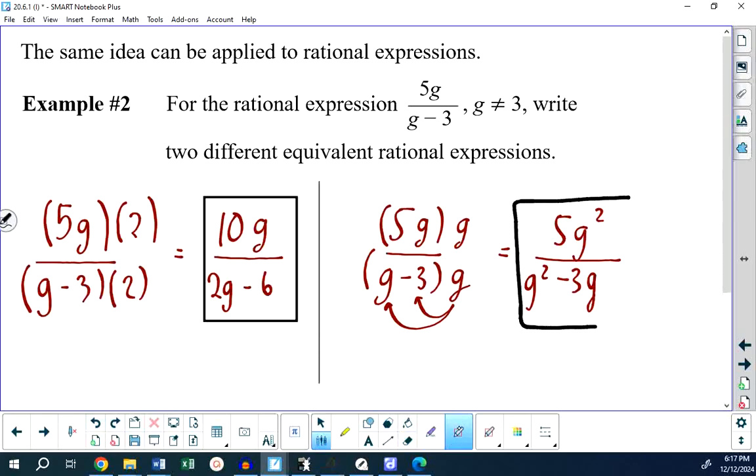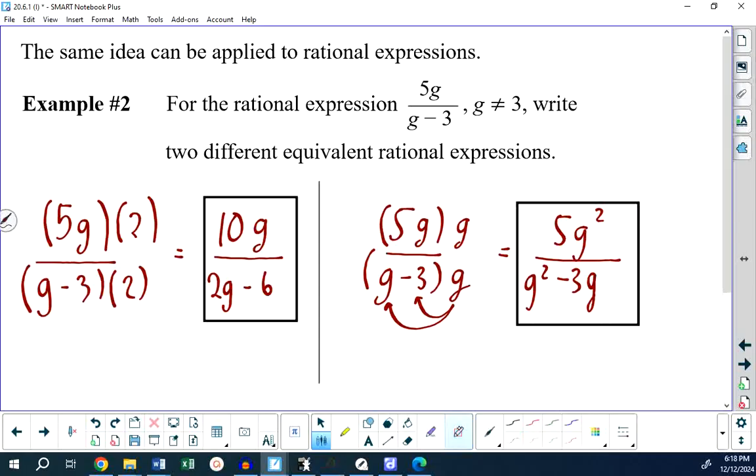We have introduced another non-permissible value by multiplying the top and the bottom by g. I wouldn't lose too much sleep over this. It's never going to pop up. But since we did include a new factor of g in the denominator, we should probably write g is not allowed to be 0. We could also put for these g is not allowed to be 3, because that was a non-permissible value that we started off with.